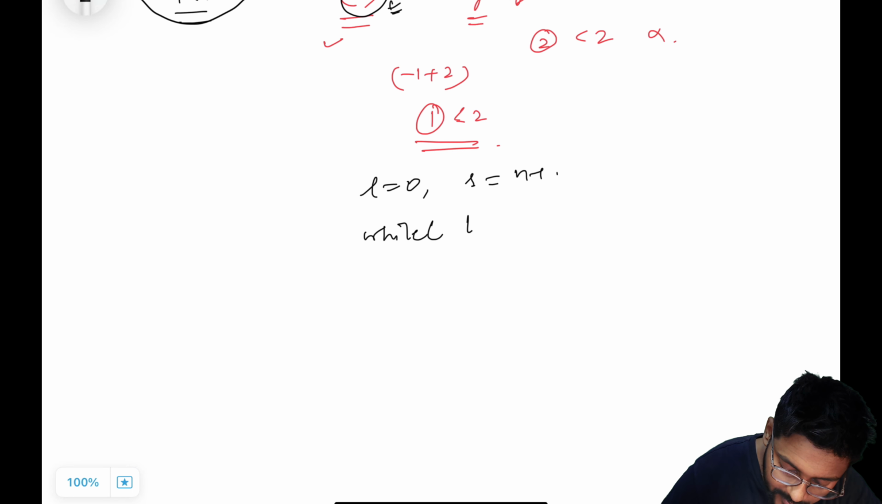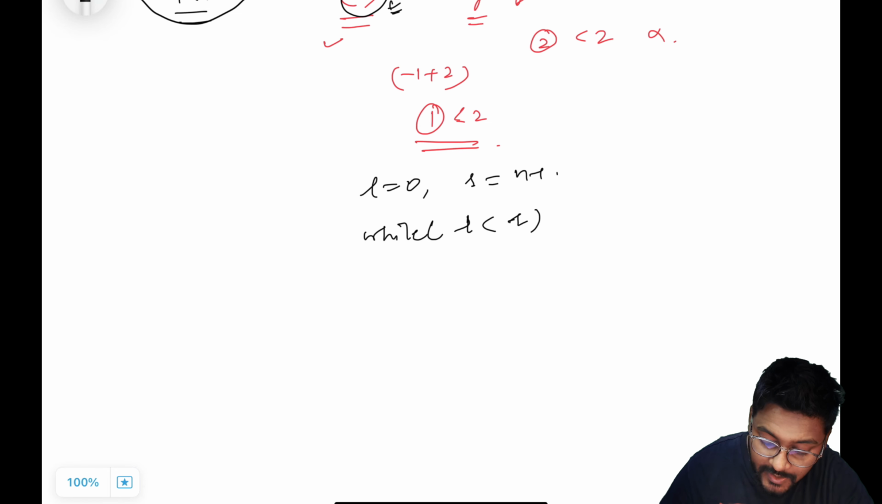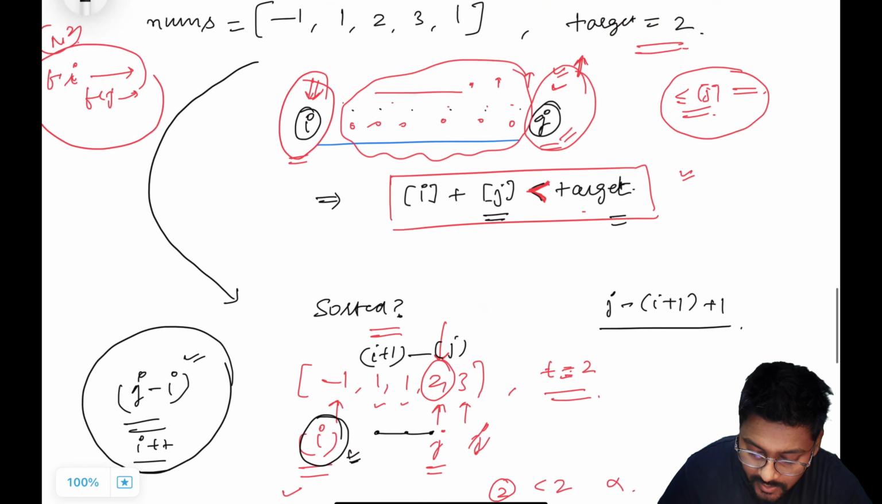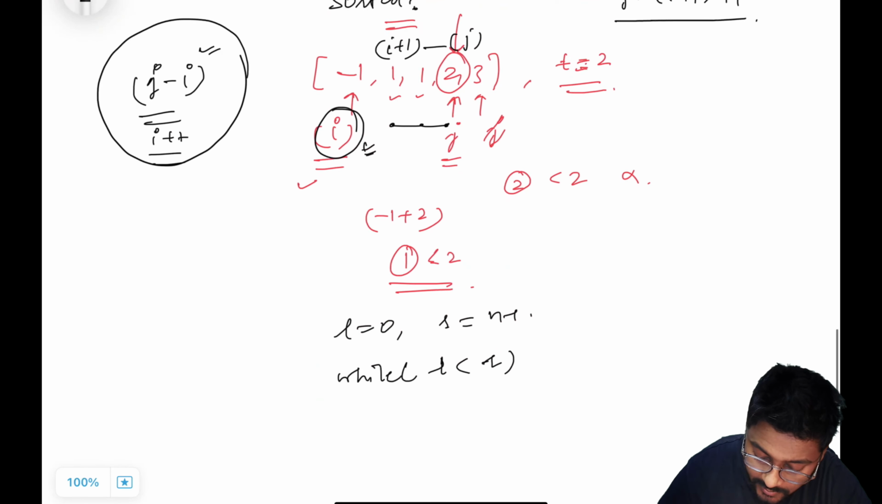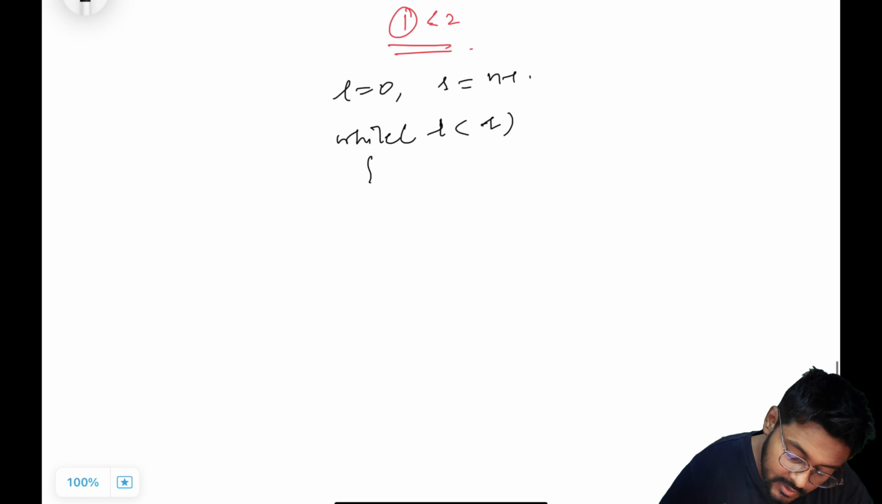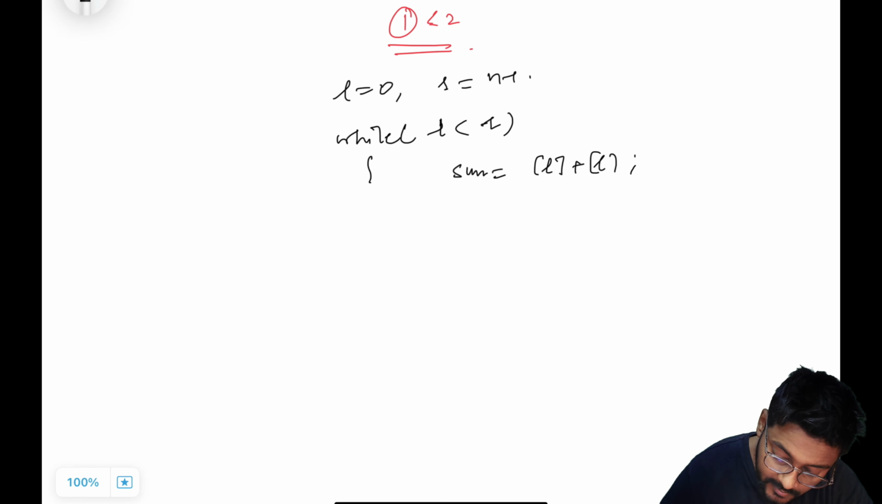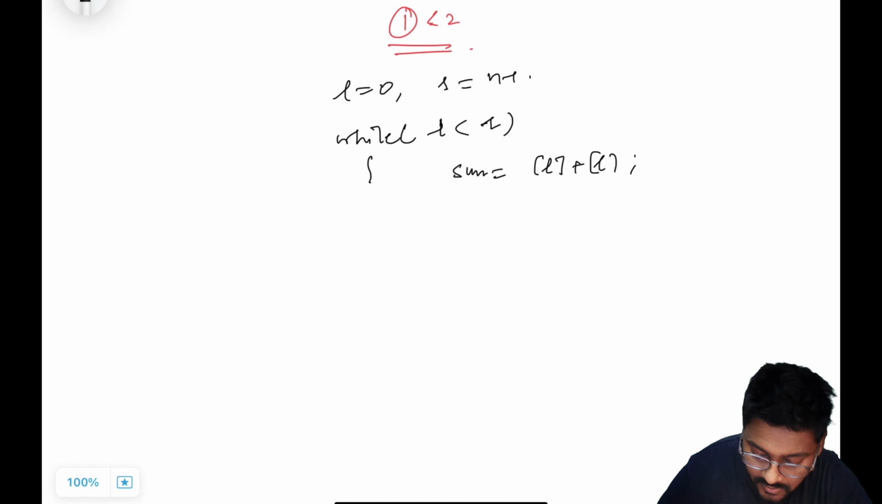And what is the standard template for two pointers? While left is less than right, because we are picking two values, left and right, both are different, not going to be equal. Here I need to get the sum. Sum is value at left plus value at right. Now we have two conditions.